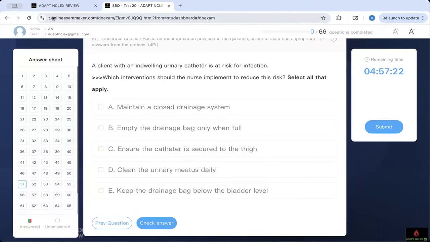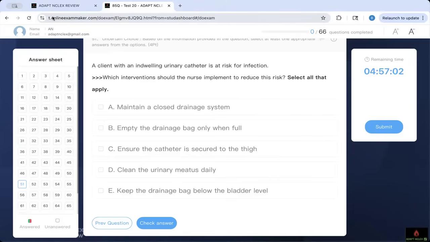How did you do for question 50? Don't worry. If you missed them, don't worry. We are now in question 51. A client with an indwelling urinary catheter is at risk of what? Infection. That's the buzzword. Which intervention should the nurse implement to reduce the risk? We want to do things to prevent the risk of infection because they have a catheter.